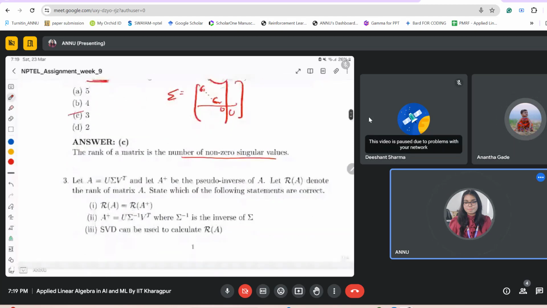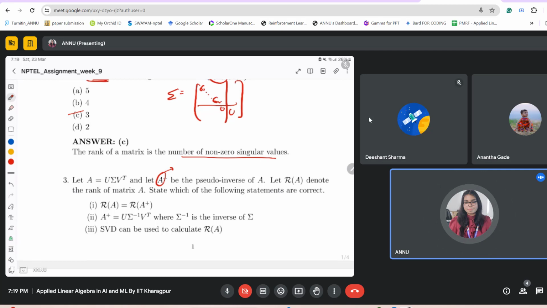Okay, so you have to tell how many statements are correct in this case. So the pseudo inverse, this is the left inverse. The pseudo inverse is actually A transpose A, whole inverse, A transpose. In the case of a tall matrix, where you have more equations and fewer unknowns, you can have the possibility of no solution or of one unique solution.